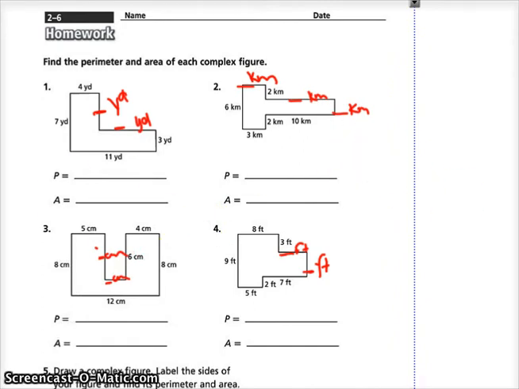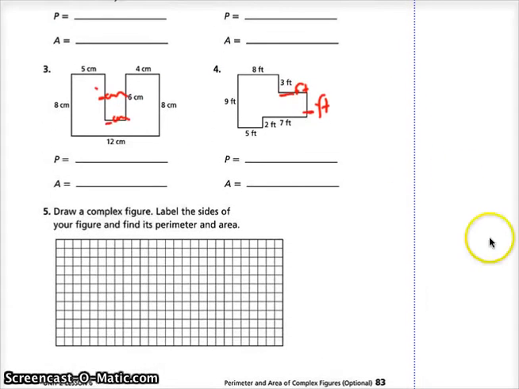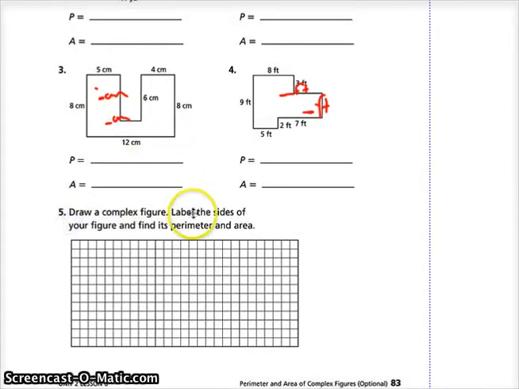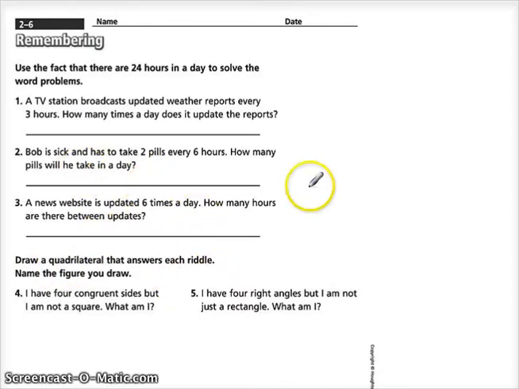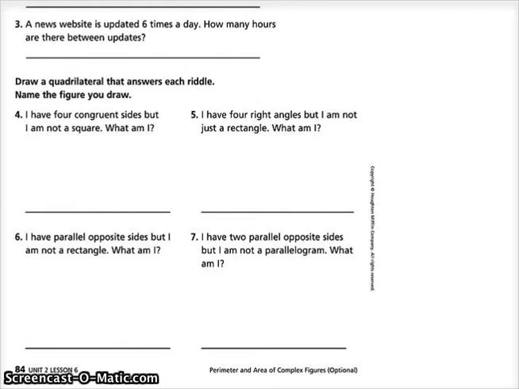Question number 5 says to draw a complex figure. So any complex figure like the ones above, label the sides of your figure and find the perimeter and area. Okay, back side. We are doing all again. These are quadrilaterals. You need to draw them and name the figure. Go ahead and get started.